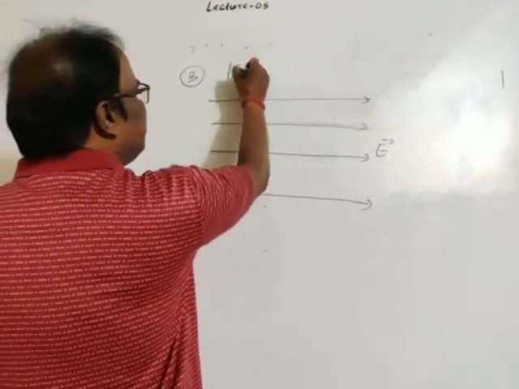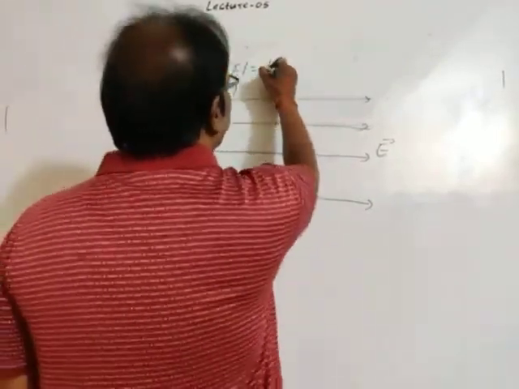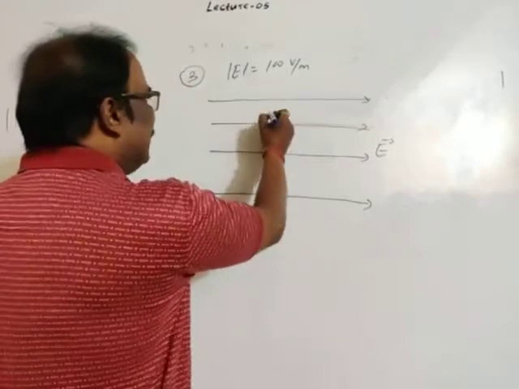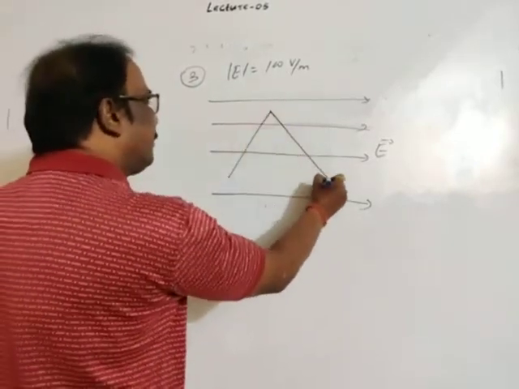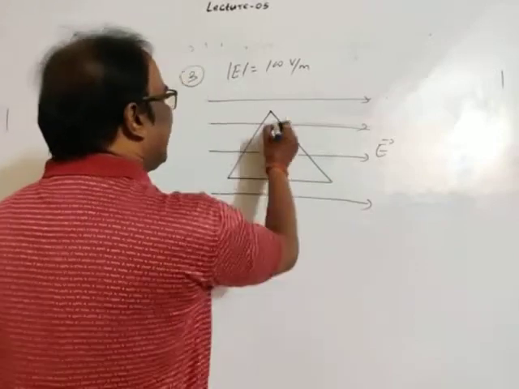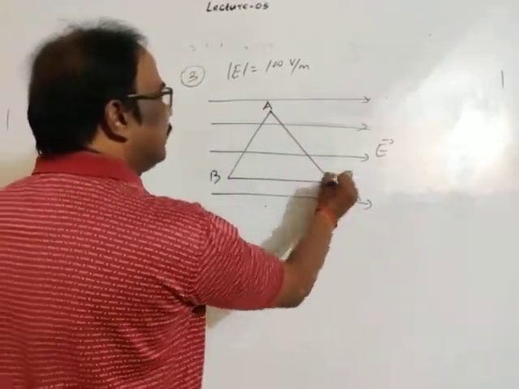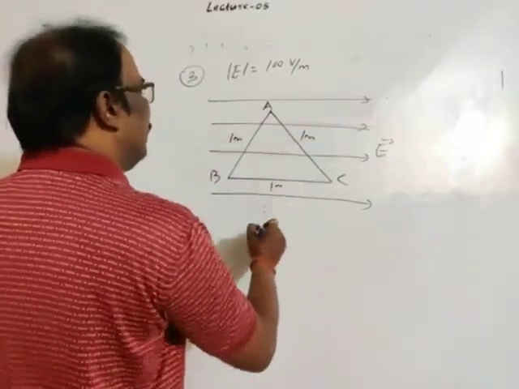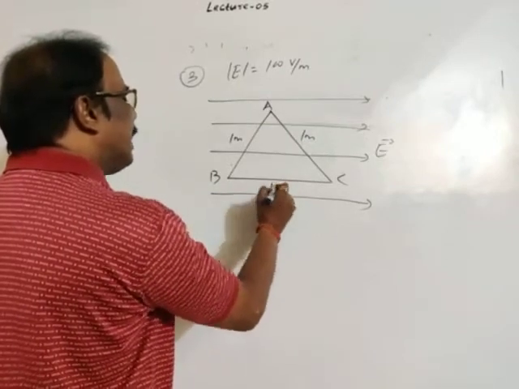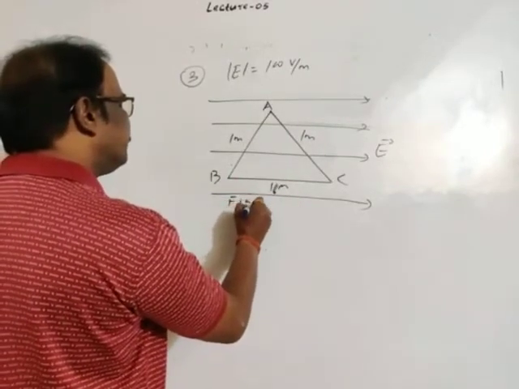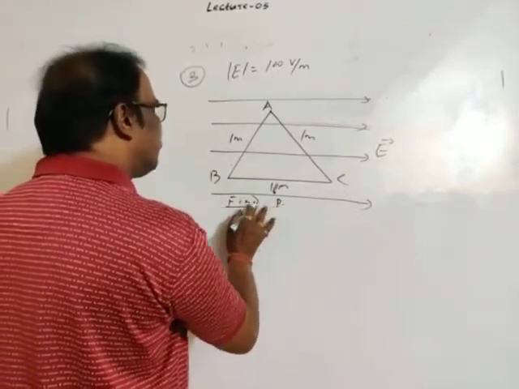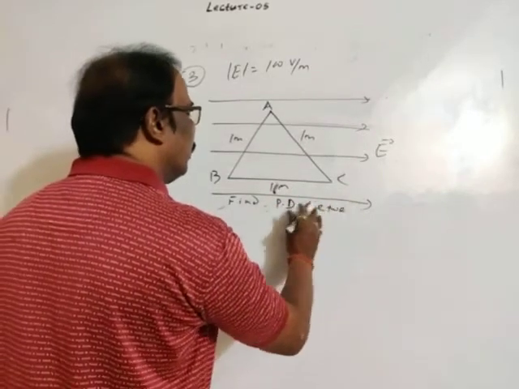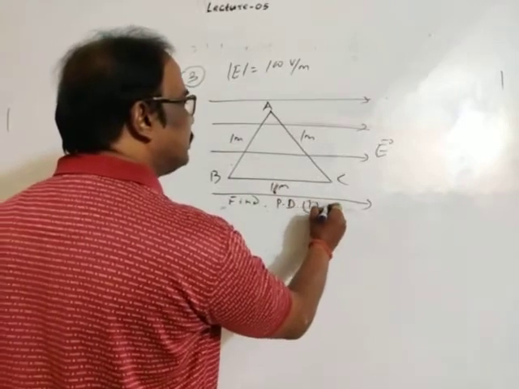It is given that the magnitude of electric field is, let 100 volts per meter or Newton per coulomb, whatever you may take. Inside this uniform electric field, let's consider an equilateral triangle A, B, C. Let each side be 1 meter. It is asked, find potential difference, first with VA.